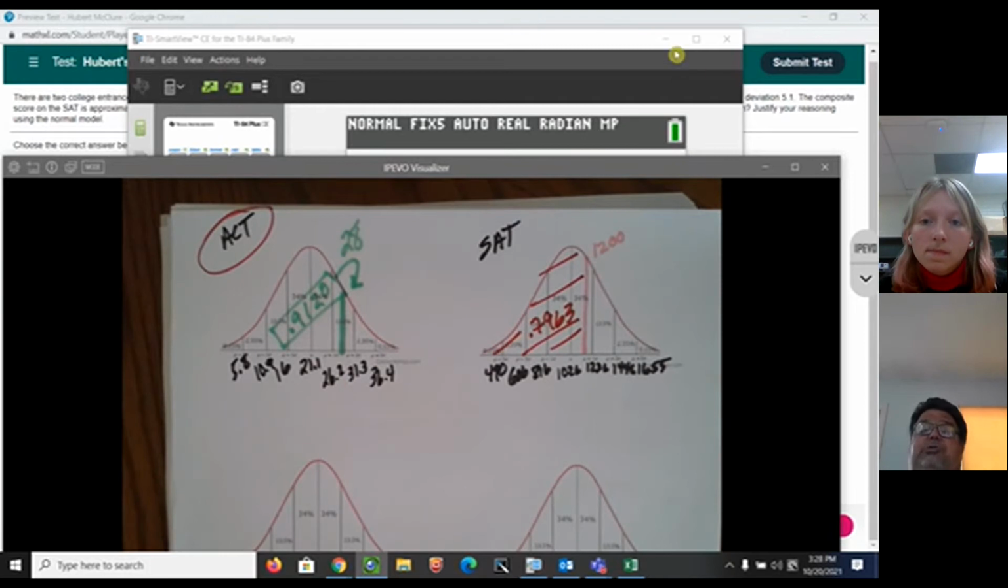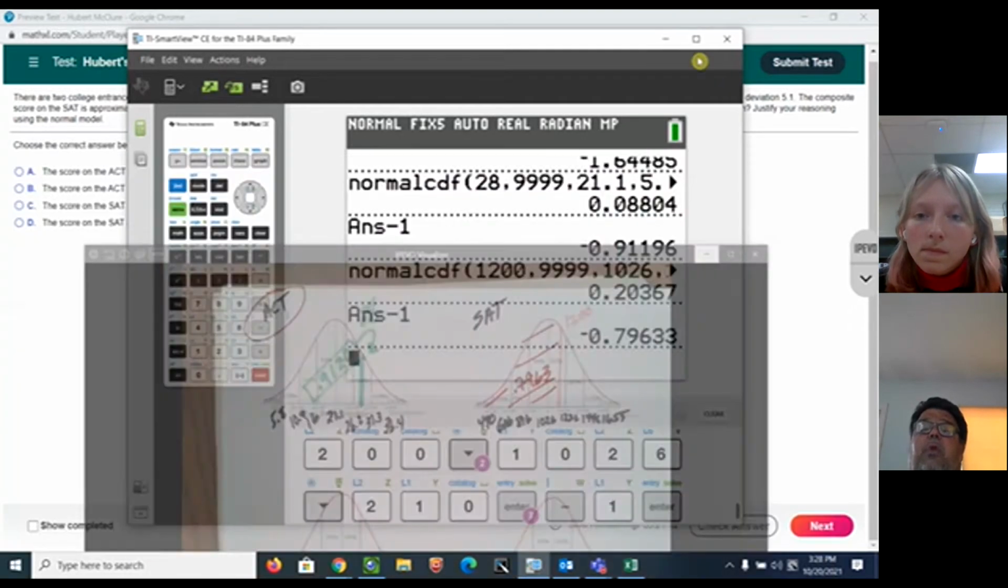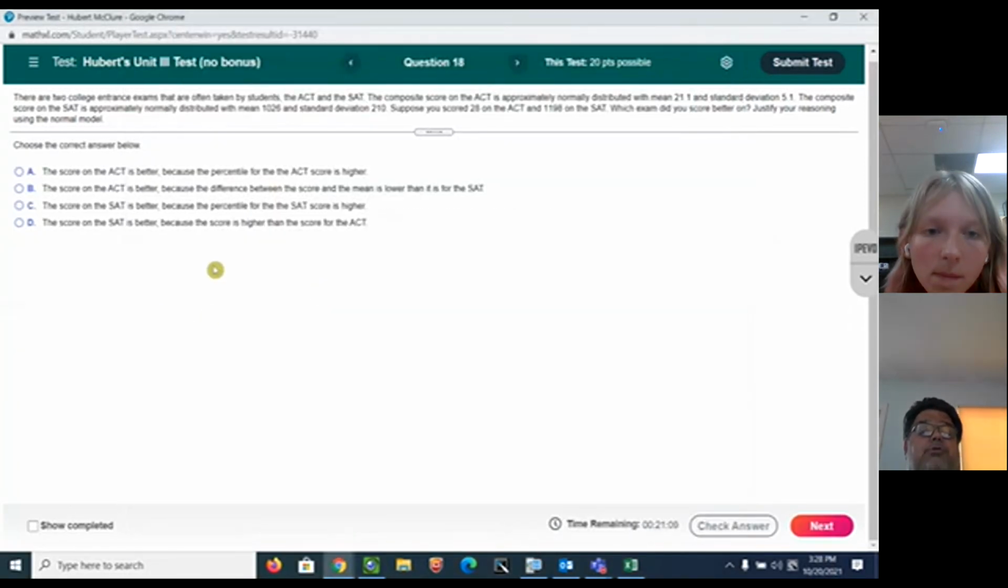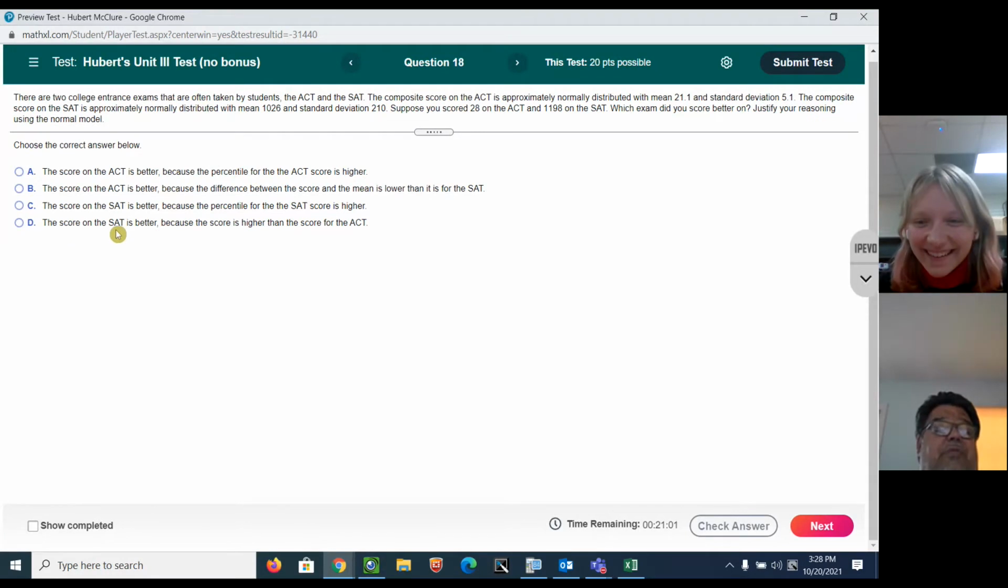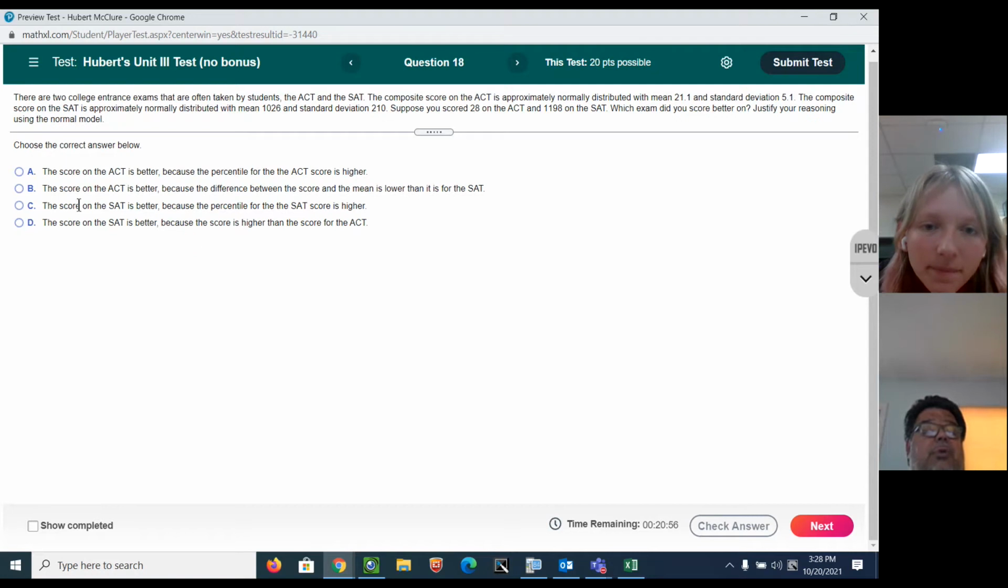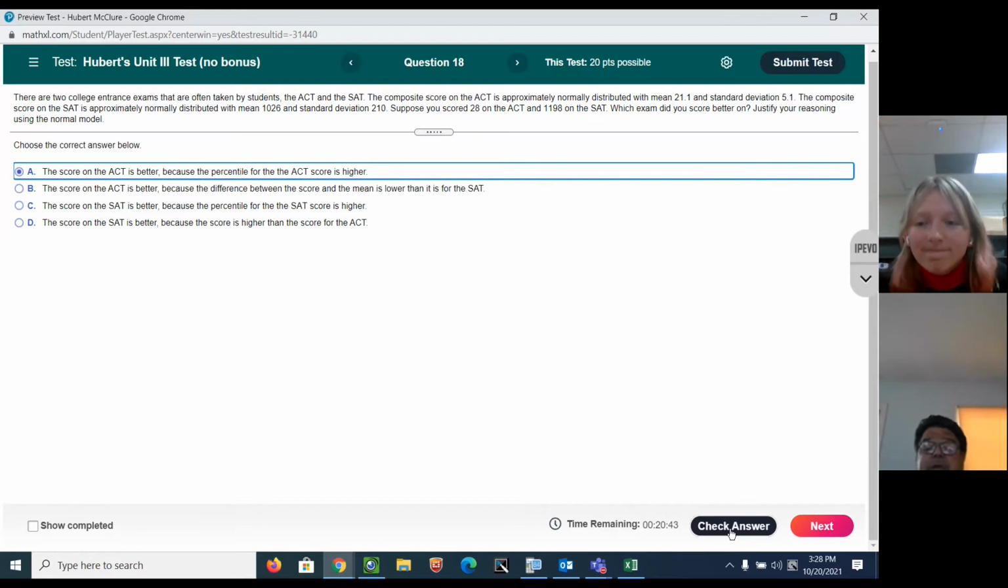So let's see what the question says. The score is because the percentile of the SAT is higher. I hate these. Why don't they just say the score of the SAT is better because the score is higher. No. The score on the ACT is better because the percentile, the SAT is better because the percentile for the ACT score is higher. That should be your answer.